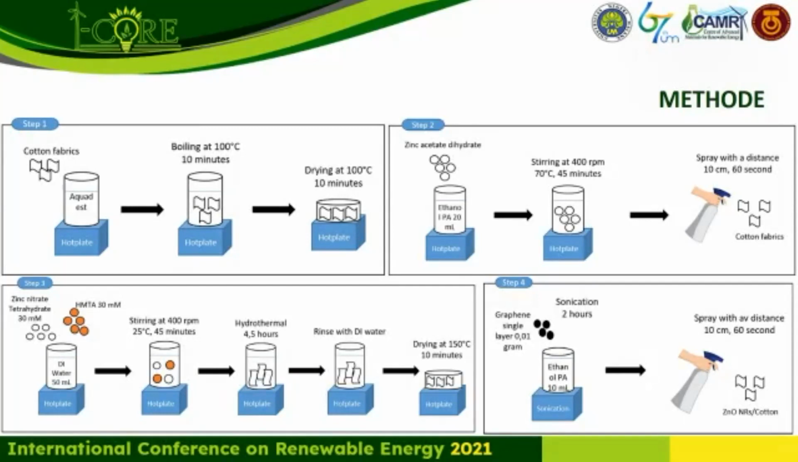The first step is to clean the cotton fabrics. The next step is to make a solution used for seeding nanorods. The third step is to grow ZnO nanorods using the hydrothermal method. And the last is to coat the ZnO nanorod cotton with graphene.